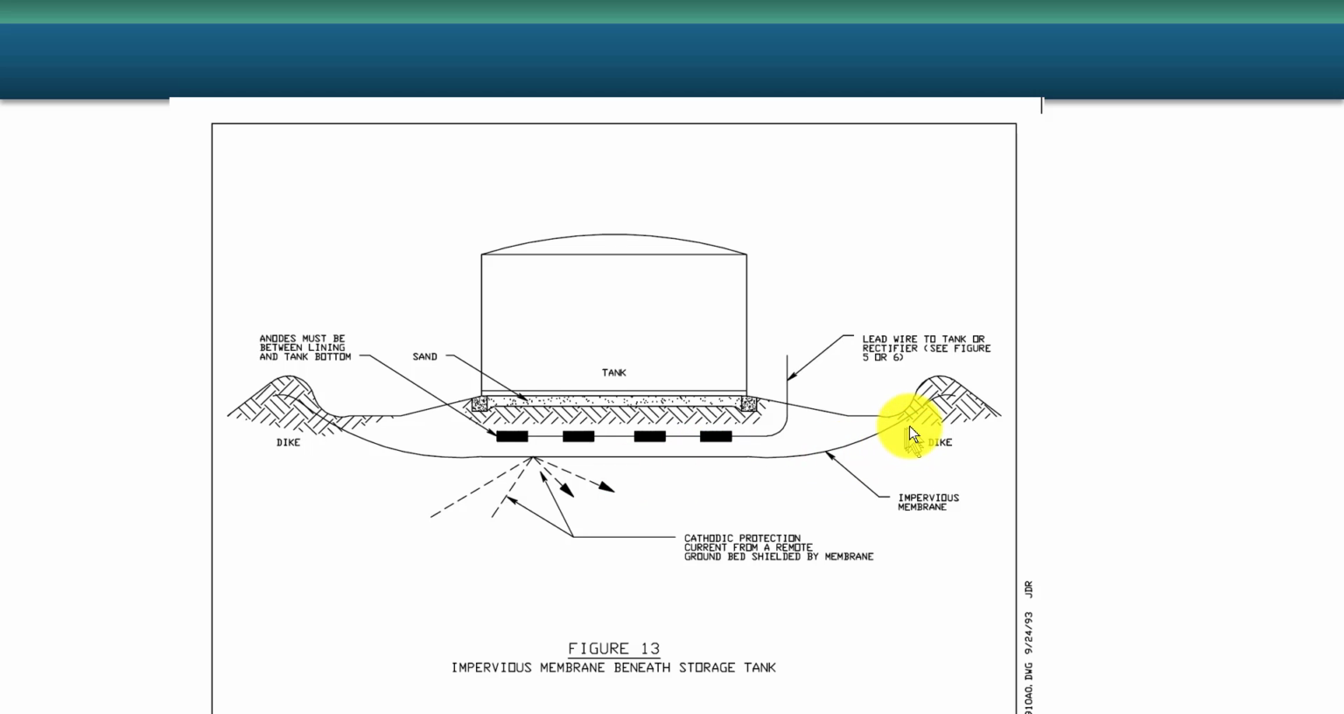Sometimes liners are used in secondary containment, as in this case. You would have to put your cathodic protection between the liner and the tank bottom. If it were down here, the current would be stopped by this liner and you would have no effective cathodic protection. So this is the conclusion of part 1.